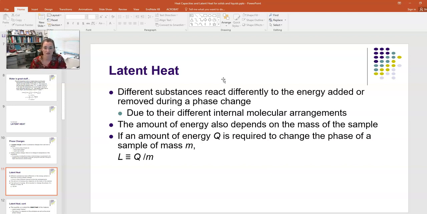and this is because of the structure of the substance itself. They have different internal molecular arrangements. The amount of energy also depends on the mass of the sample. Of course, it takes a lot more energy to boil away 1,000 kilograms of water than it does 1 kilogram of water. So, if we're talking about the amount of energy Q that's required to change the phase of a sample of mass M, then we define the latent heat, or the heat L, as Q over M, okay?